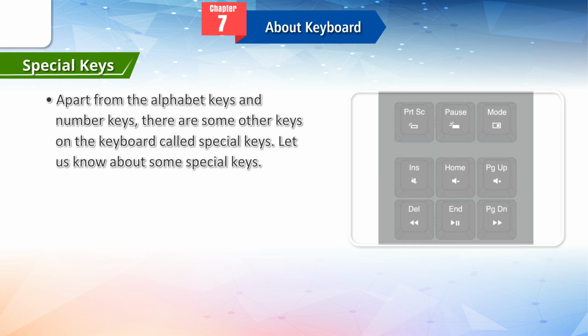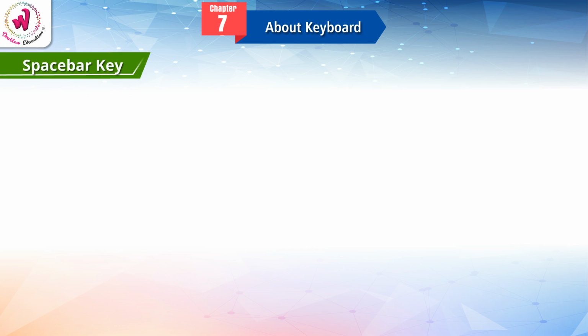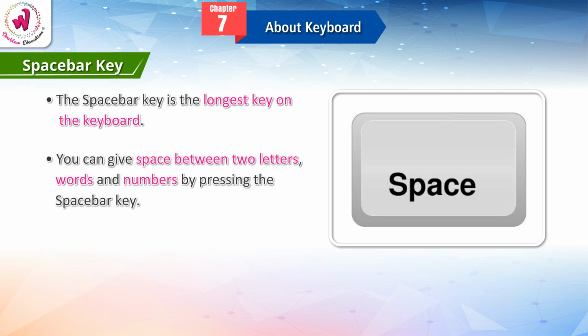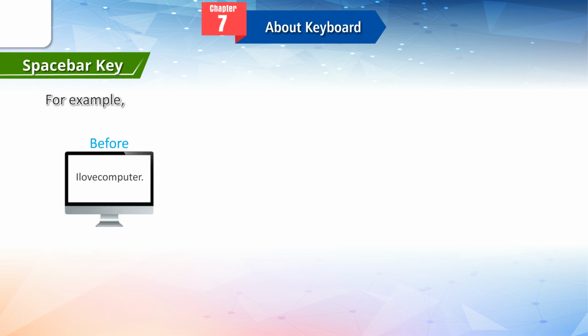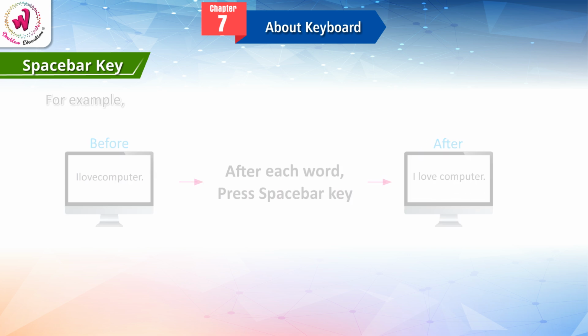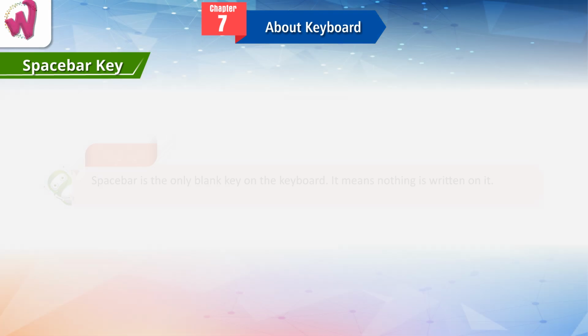Special keys. Apart from the alphabet keys and number keys, there are some other keys on the keyboard called special keys. Let us know about some special keys. Spacebar key. The spacebar key is the longest key on the keyboard. You can give space between 2 letters, words and numbers by pressing the spacebar key. For example, before, after each word, press spacebar key. Top tip. Spacebar is the only blank key on the keyboard. It means nothing is written on it.